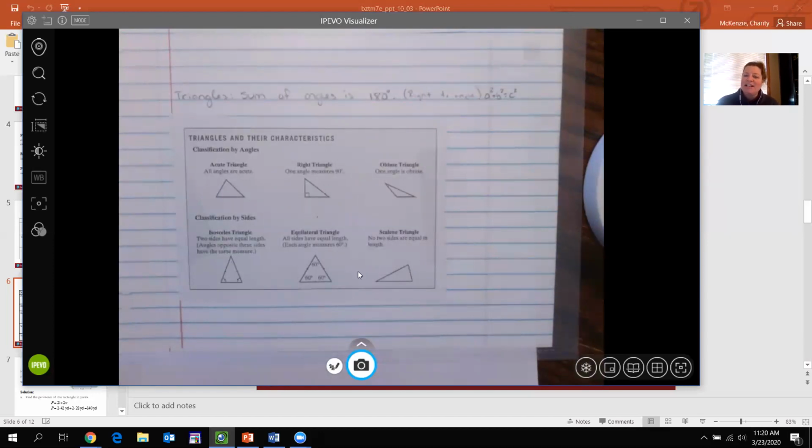Then we could classify a couple more things. Isosceles has two sides and two angles that are congruent. And if you have two congruent angles, the sides opposite them are congruent.